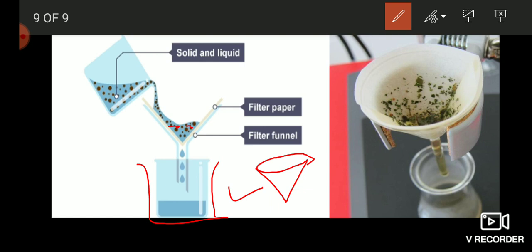And here you can see the insoluble particles get trapped. And this is the picture where we can see the insoluble substances get trapped by the filter paper, and the filter paper does not allow these substances to pass through it, and as a result we get clear liquid or water.